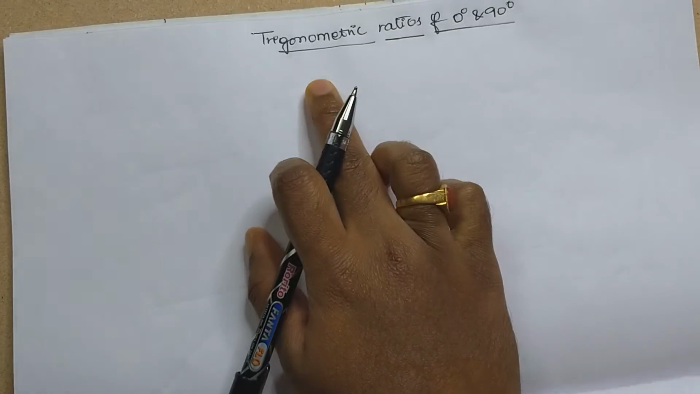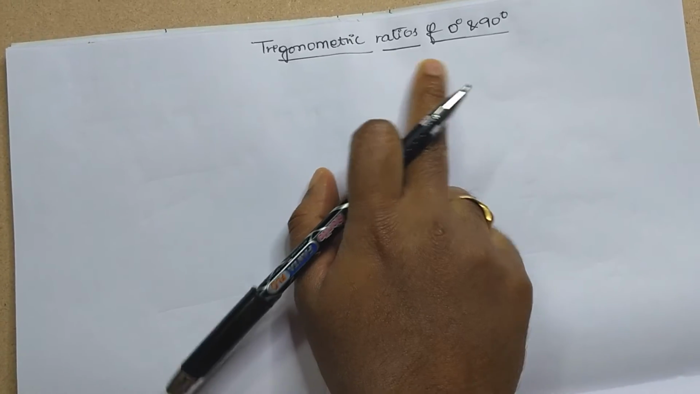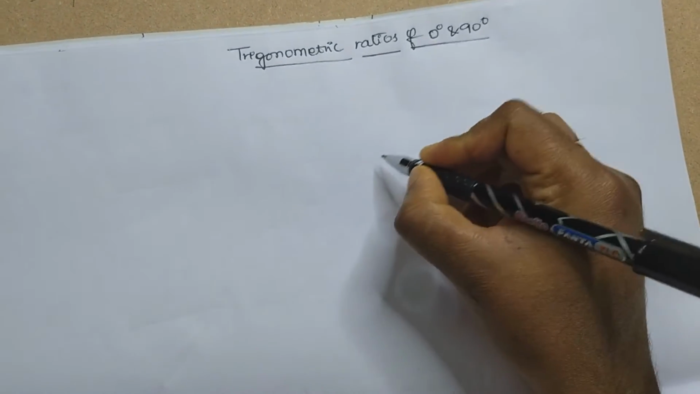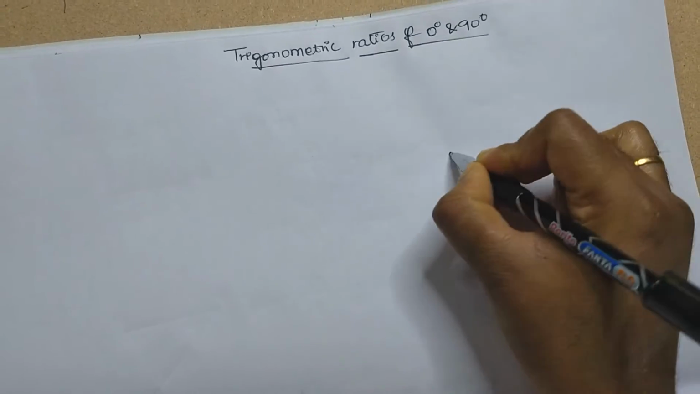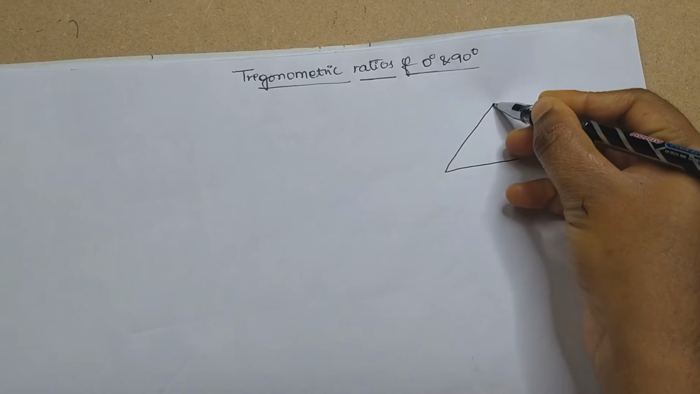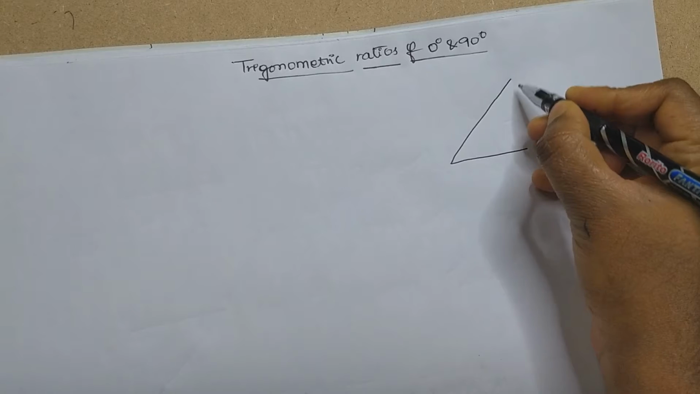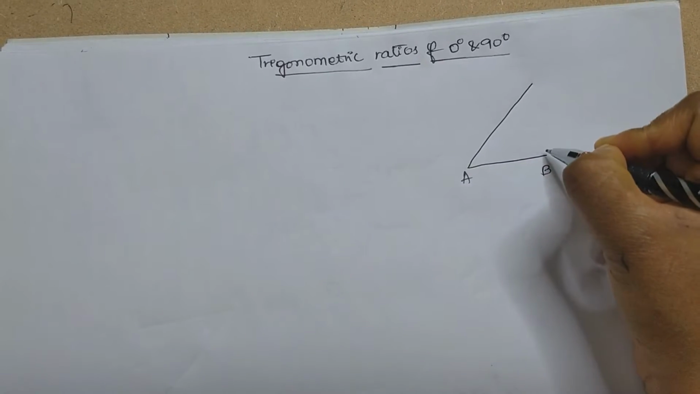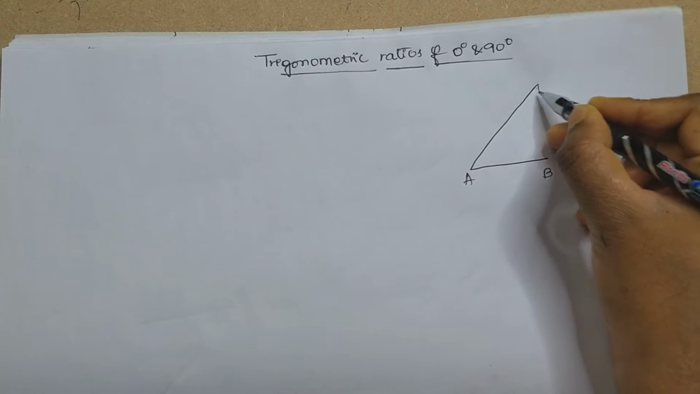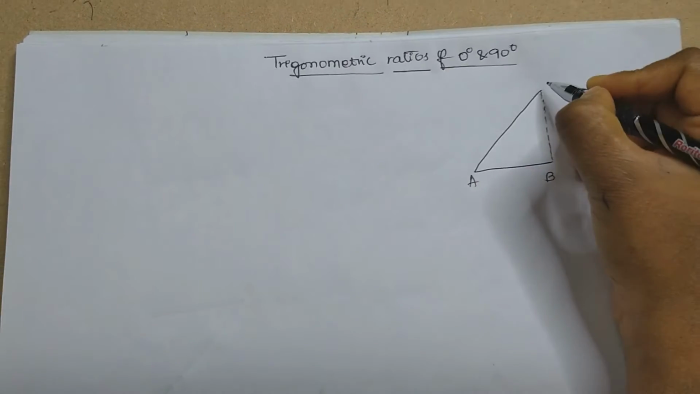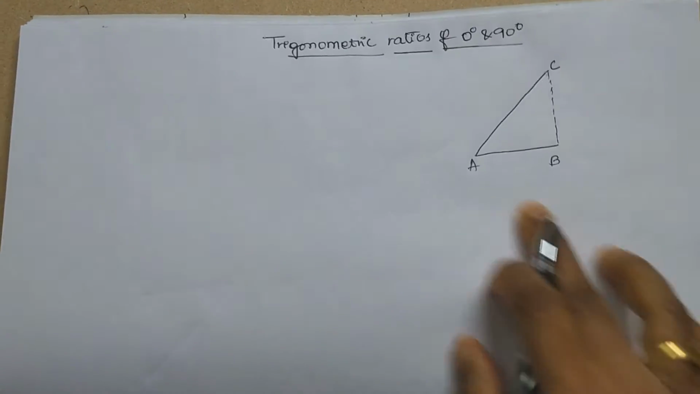Hello friends, let's now see the trigonometric ratios of 0 degrees and 90 degrees. So for this, what will I do here? Same thing, take a right angle triangle, consider this as a base. Let it be A, this be B. Okay, so let this be C.